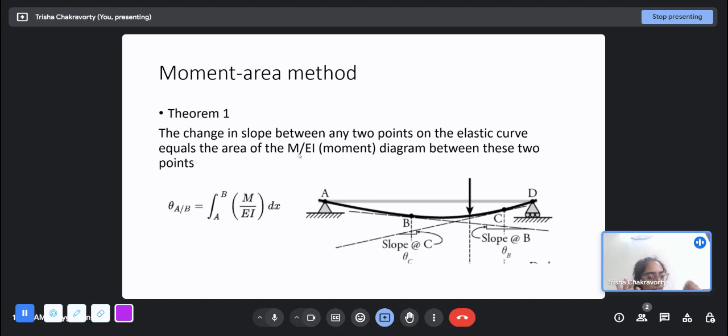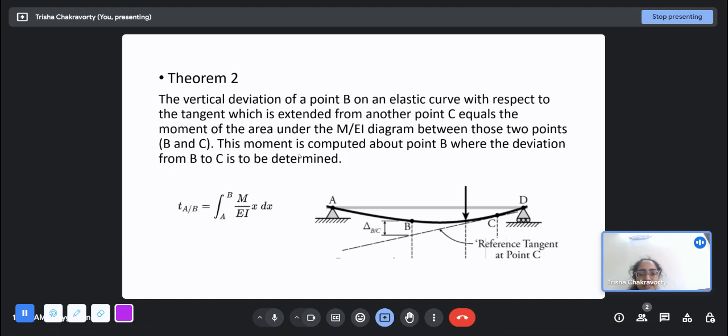The area of that, in the 2D plane, the way we draw it will be a trapezium or a triangle or a parabola, something like that. The change in slope, the difference theta A minus theta B, will be the area enclosed within the M by EI diagram.